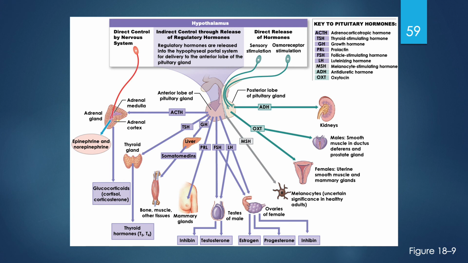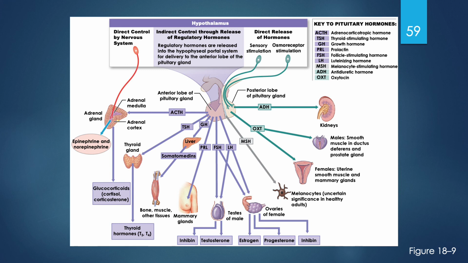Figure 18.9 shows you the whole schematic here of how the hypothalamus, being the brains of the operation, is able to affect the pituitary gland and therefore many different parts throughout our body. So the hypothalamus, through indirect control through the release of regulatory hormones, affects the anterior or adenohypophysis, whereas it directly releases hormones via the posterior through the portal network, and that includes antidiuretic hormone and oxytocin. So there is both an indirect approach here and a direct approach. And the direct approach is specifically through the posterior, and the indirect approach is specifically through the anterior.